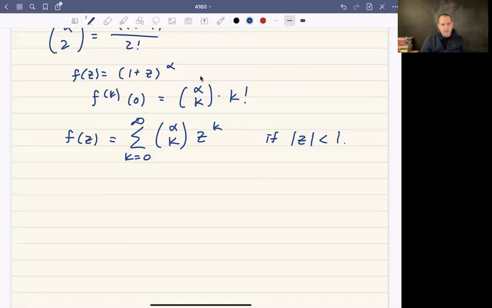Not much changes if, instead of expanding around 0, you have a different center of the power series. Not too much is different, but I'll leave the details to you. Okay, so this is the complex binomial theorem.